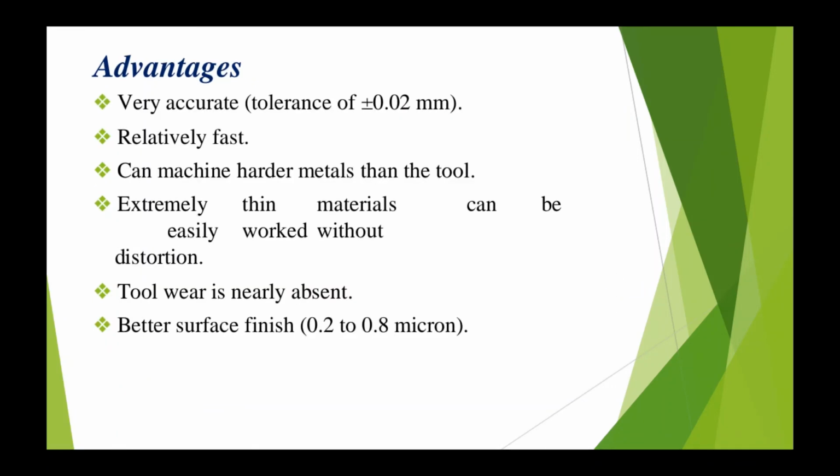Now here I have mentioned some advantages. The first advantage is that it is very accurate. Then this ECM is relatively faster than the others. It can machine hardened material. Extremely thin material can be easily worked without distortion. Tool wear is nearly absent, and we get a better surface finish using electrochemical machining.